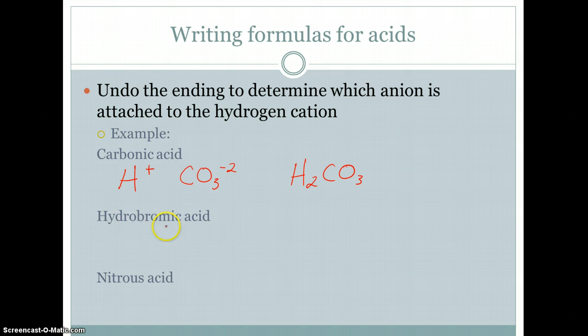Hydrobromic acid has bromide as the anion, and bromide is Br negative 1, so hydrobromic acid is HBr. Nitrous acid has nitrite as the anion, and nitrite is NO2 negative 1, so nitrous acid is HNO2.